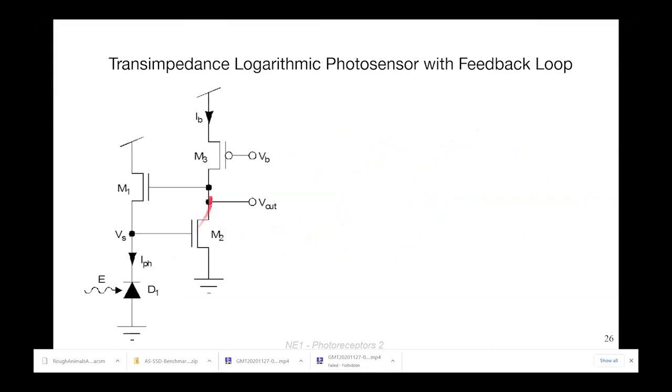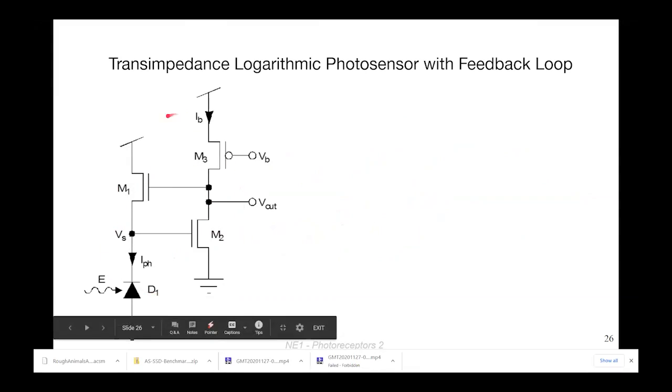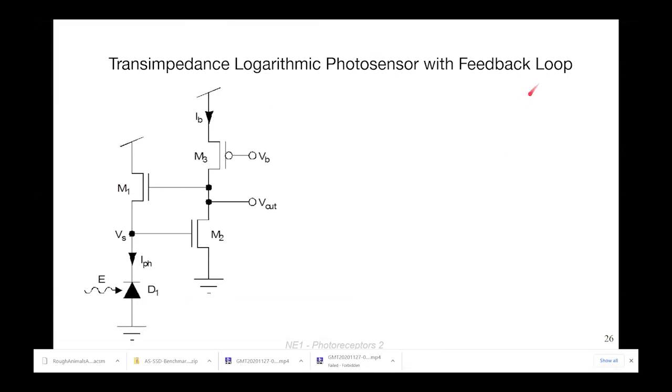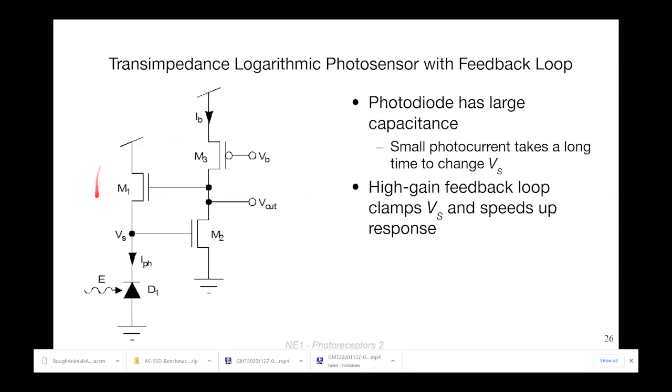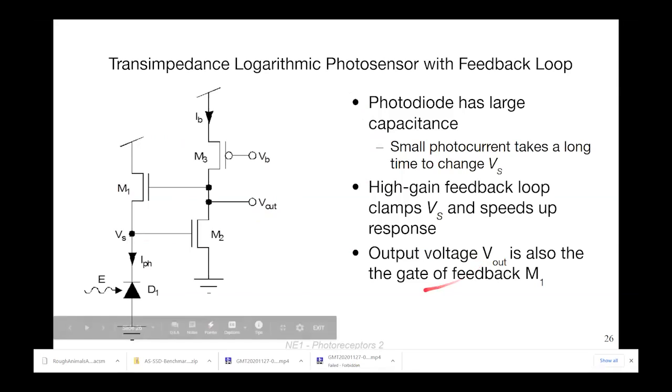And so you guys know this circuit, right? That's the one you've been testing, this transimpedance logarithmic photoreceptor with a feedback loop. Now this slide here, which is provided to you, does some of the computation, and it explains why this photodiode has a large capacitance and a small photocurrent, and takes a long time to change this VS here. But this high gain feedback loop here clamps this VS at a virtual ground, and it speeds up the response. And the output voltage Vout is also the gate of this feedback transistor M1.